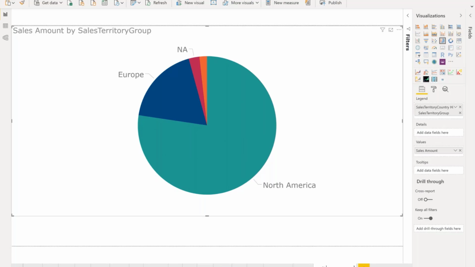And Power BI also sticks to the rule that it automatically sorts the values. So the biggest one is always at the top here, and then it goes counterclockwise, and the values get smaller and smaller until they end up here again.